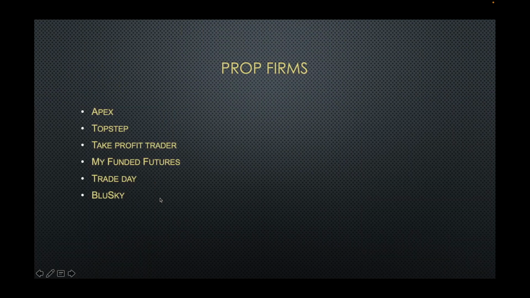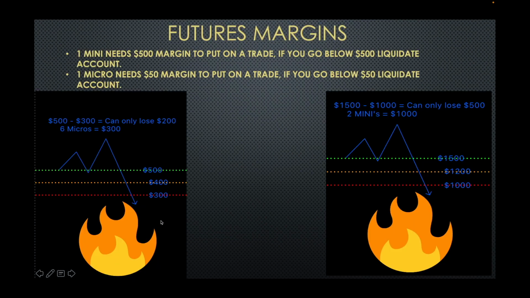So even though technically you still have that $300 in your account, you didn't go down to zero, you lose your account because you need $300 of that $500 to hold 6 micros. Once it goes below that level, you don't have the money to hold those 6 micros, and it'll liquidate your account. So over here on the right side, we'll say you have $1,500 and you decide to put on 2 mini contracts, which will equal $1,000. So when your account goes below $1,000, even though it looks like, oh, I still have money in it, you don't. It'll wipe your account out.